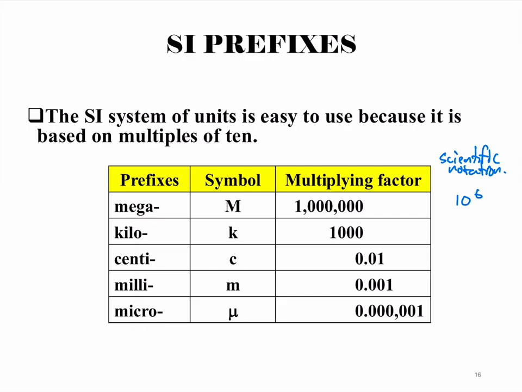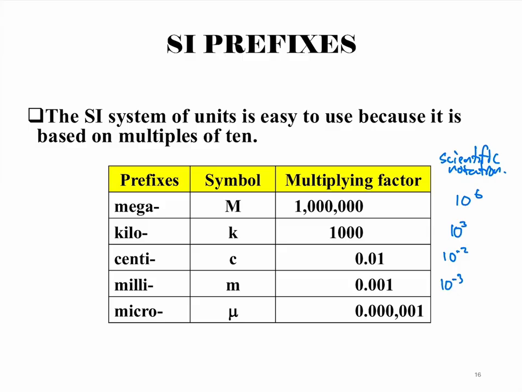Kilo, which you should be familiar with, kilogram, kilometer, that means 1,000. So that's 10 to the 3. Centi, like centimeter, is used mostly with meters, but you can technically use it for any of the standardized units. That's 10 to the minus 2. Milli is like 1,000th of something. That's a lowercase m. That's 10 to the minus 3.